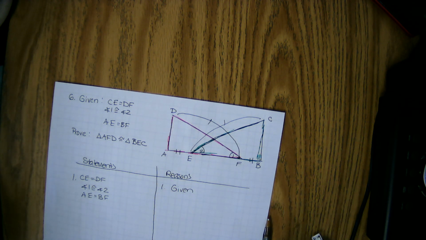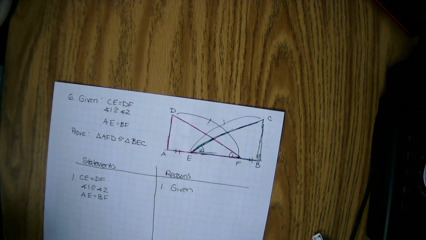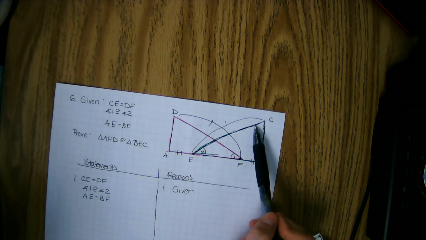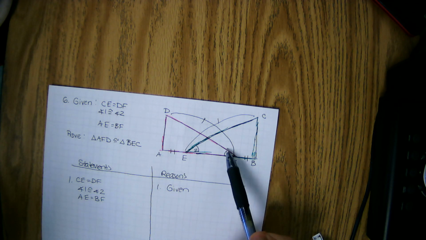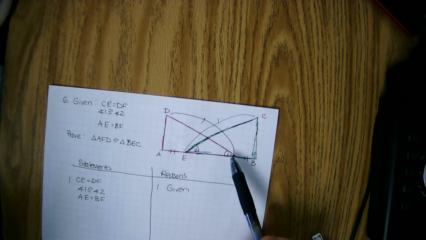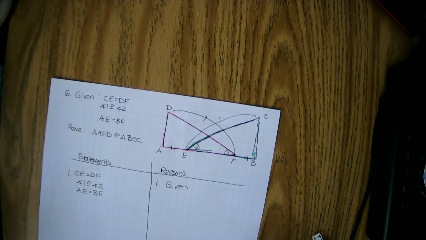So to do that, we need to use one of our methods. So at this point, we only know 2 methods, side, side, side, or side, angle, side. So let's look at what we have. We know this full side in the green is congruent to this full side in the pink, so that gives me a side. And then I have an angle in each of them. So if you look at this green triangle, this angle down here.